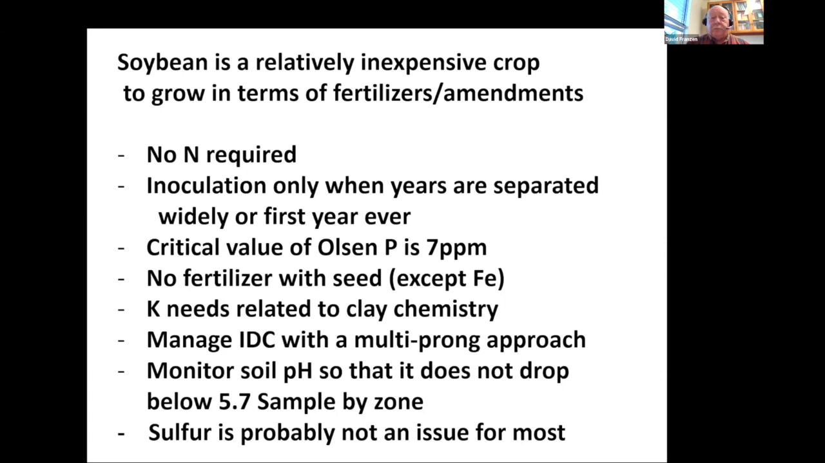So here's the summary. No nitrogen required. Inoculation only when years are separated widely or the first year. The critical value for Olsen P is 7. No fertilizer with the seed except for perhaps an iron supplement. The potassium is related to clay chemistry. Manage IDC with a multi-prong approach. Monitor soil pH so it doesn't drop below 5.7. Sample by zone to figure out if that's happening or not. And sulfur is probably not an issue for most of you.